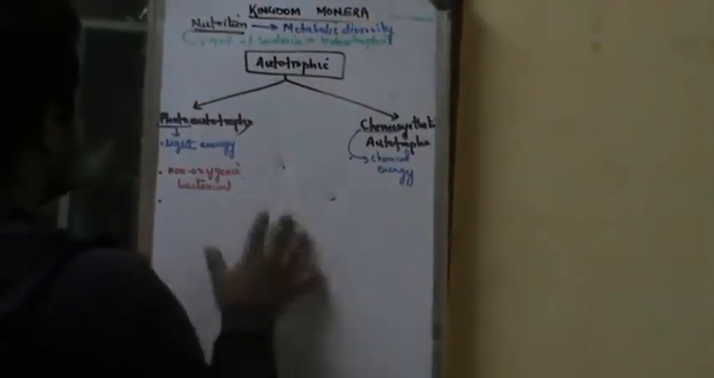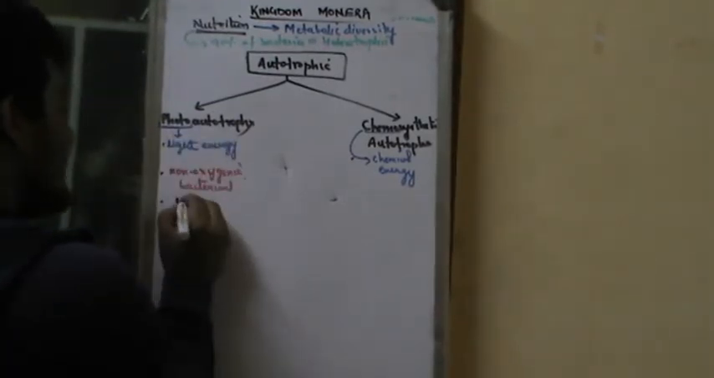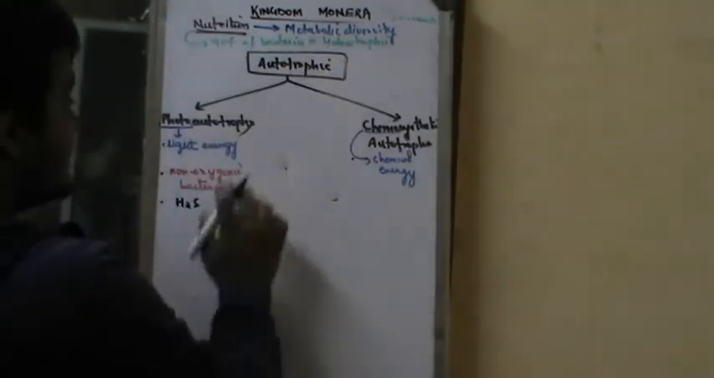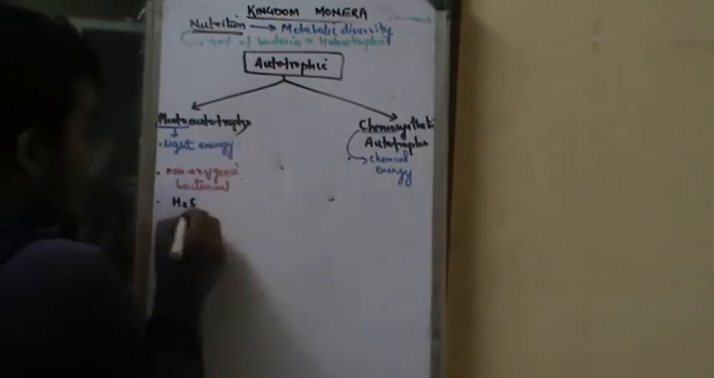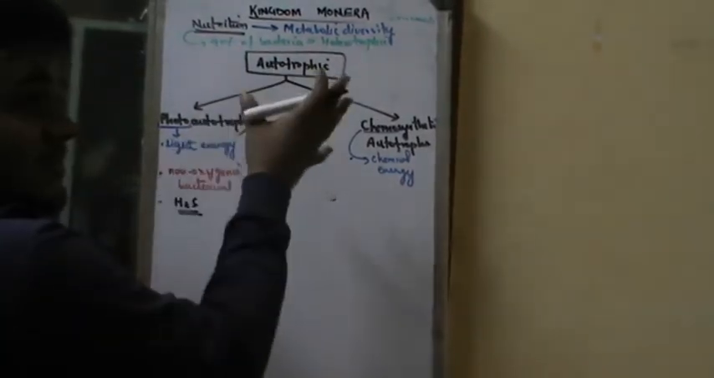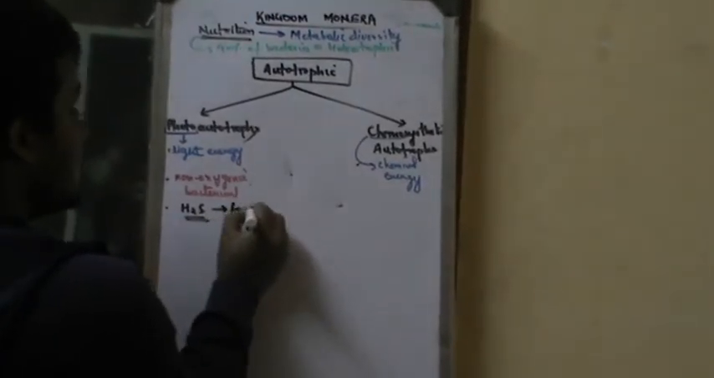So this is the reason photoautotrophs use H2S for synthesis. They use light energy, and use H2S as an inorganic compound as well as some organic compounds, and produce output. H2S is converted by using light energy into food, and that's the reason we say that it performs non-oxygenic photosynthesis.